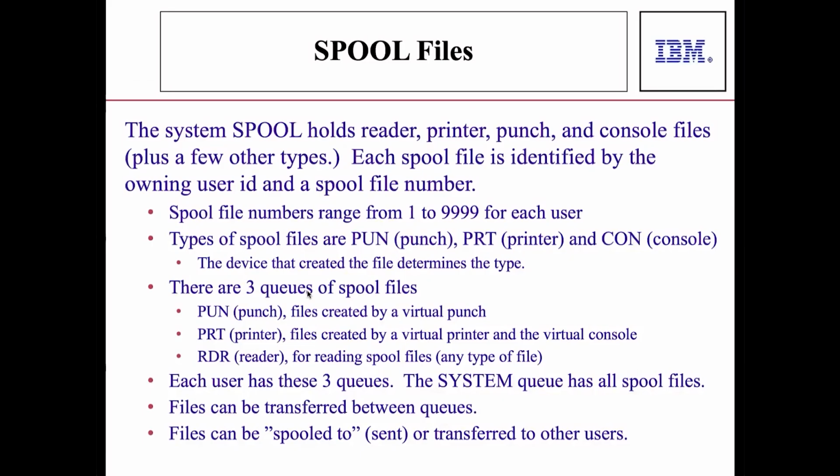I mentioned spool files a few times, and readers and things. I just want to tell you a little about them, because we do use them in CMS and do work with them in CMS. The system spool holds reader, printer, punch, and console files. And of course, when you create files, you print them or punch them, or lines end up on a console. When you read them, you use a reader. That's what the reader's for. So those are the files that we see.